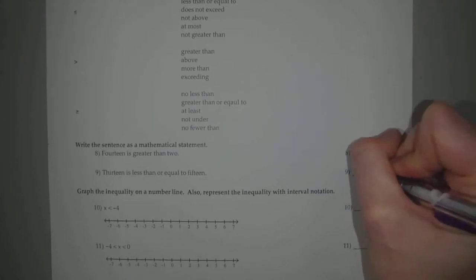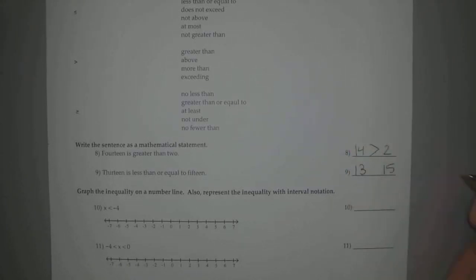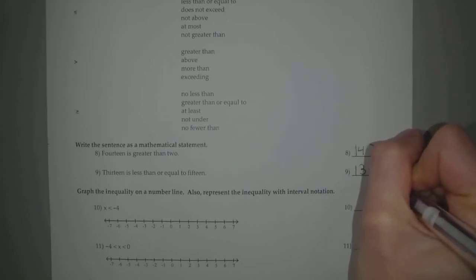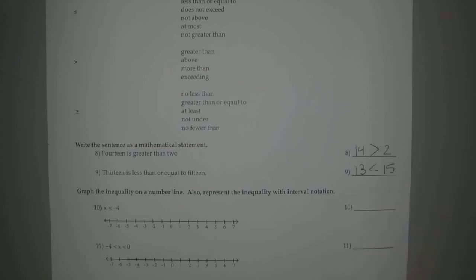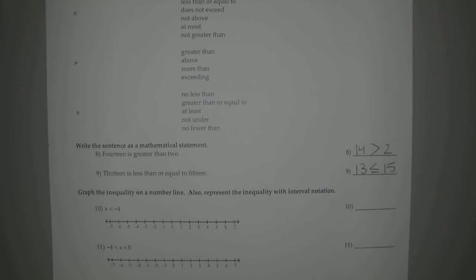All right, let's look at 9. 13 is less than or equal to 15. So we have 13 and we have 15. Of these two, which one's bigger? The 15, so we want to eat him. But we want to pay attention to, it says less than or equal to, so what do I need to throw over here? That equality bar at the bottom, okay? And you just make sure you wrote two true statements, right? 14 is greater than 2. 13 is less than or equal to 15. It's not equal to, but it is less than, so it meets that part.